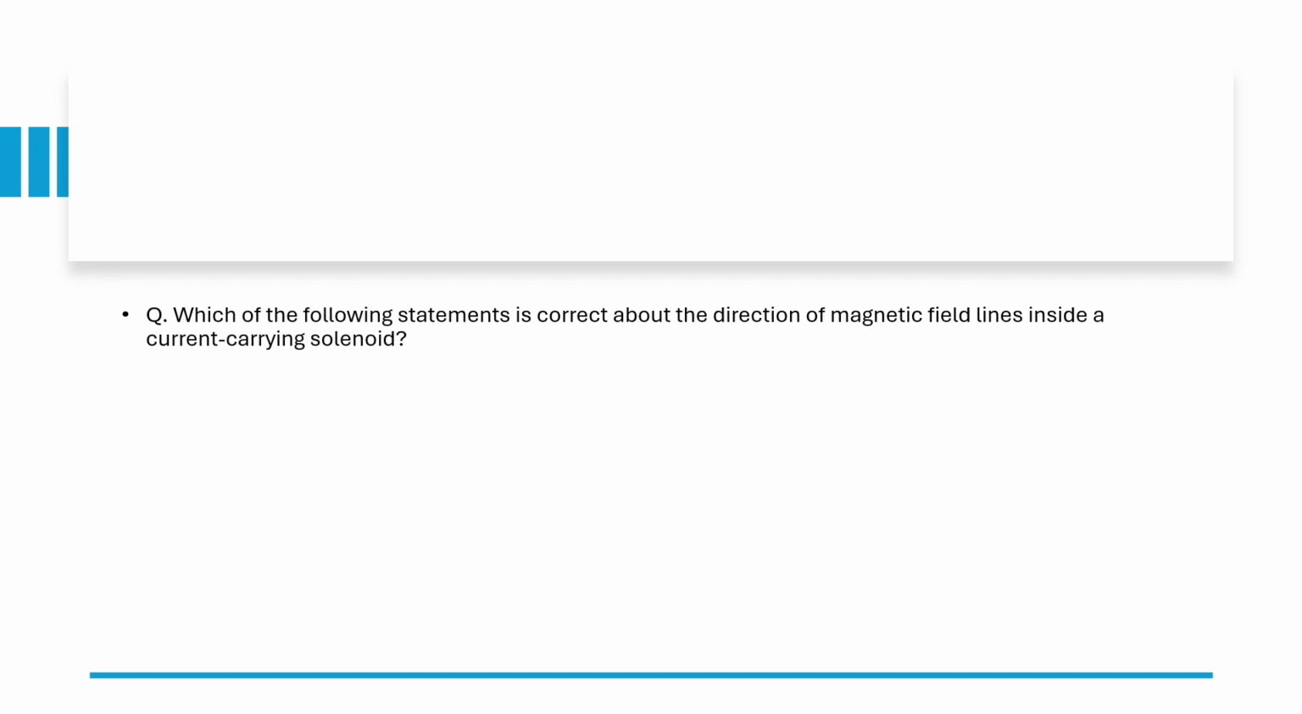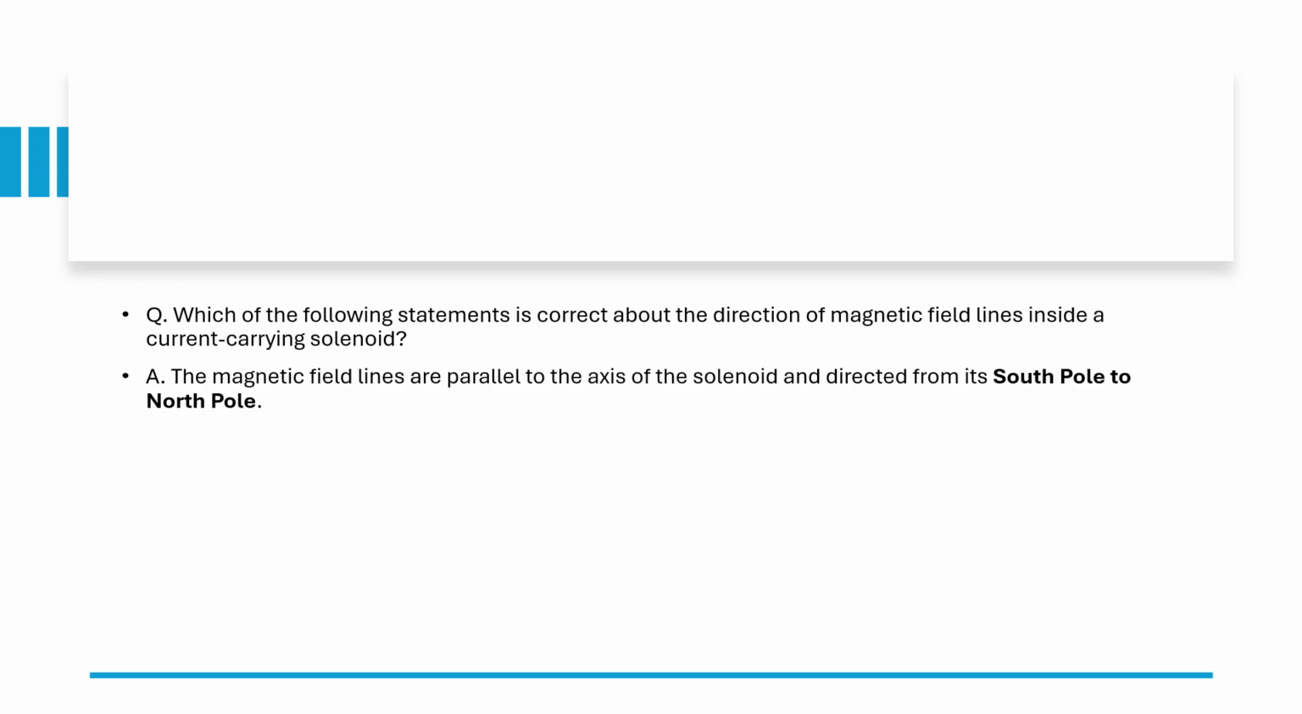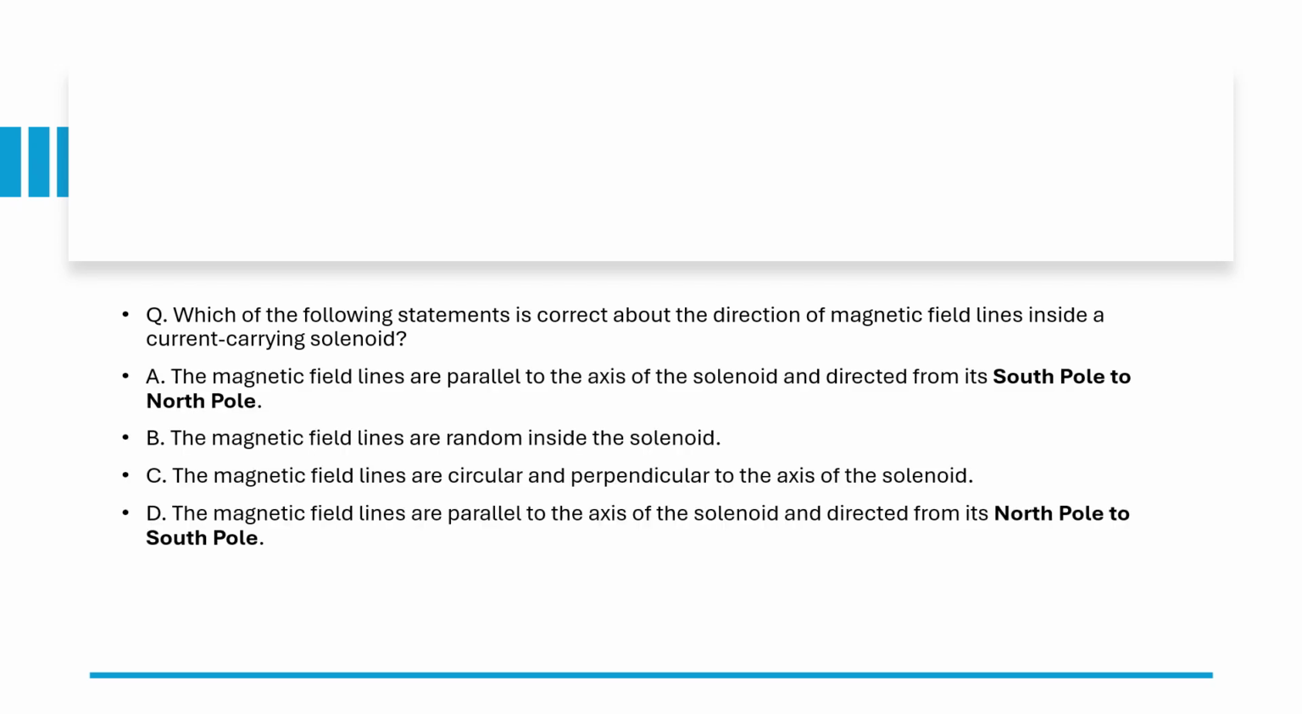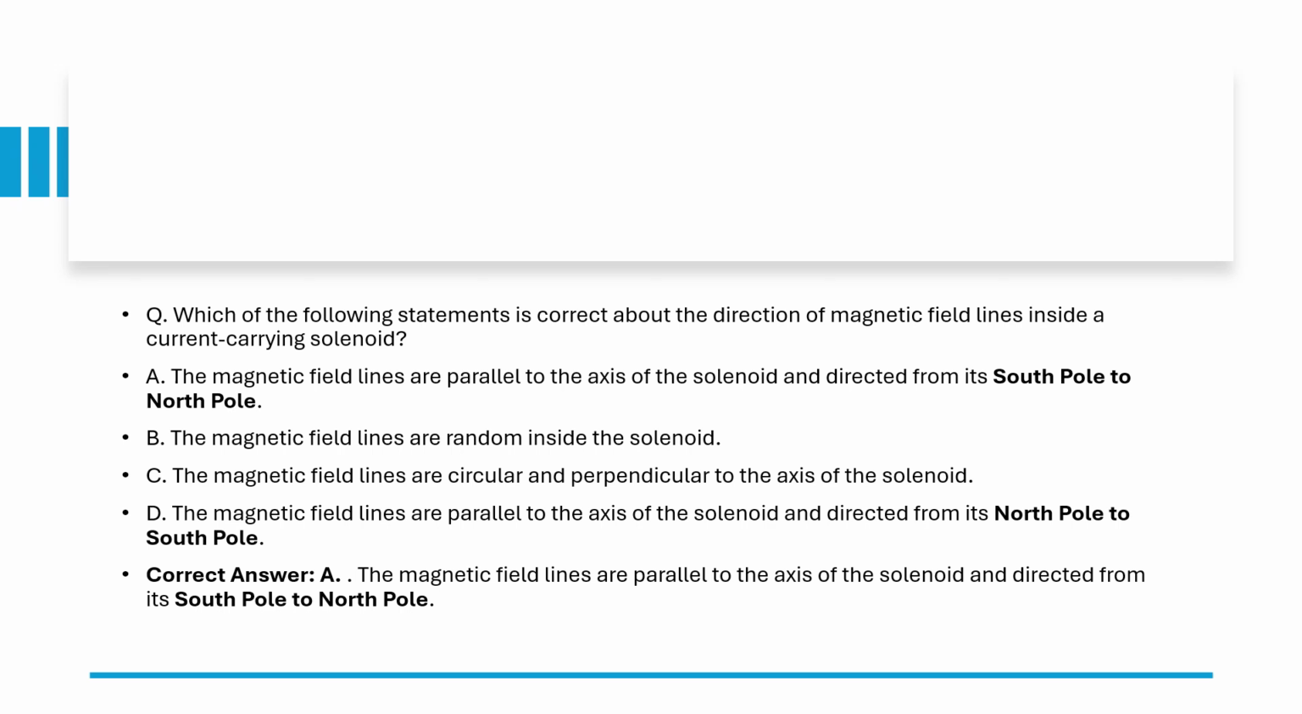Which of the following statements is correct about the direction of magnetic field lines inside a current carrying solenoid? Option A is correct. That is, the magnetic field lines are parallel to the axis of solenoid and directed from its south pole to its north pole.